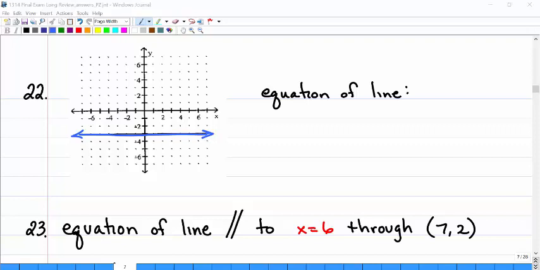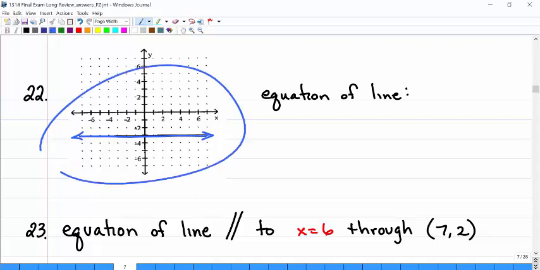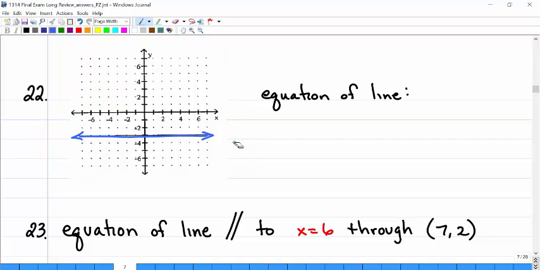Continuing the Math 13-14 final exam review with number 22. It asks you to find the equation of the line that's graphed over here. This is a horizontal line, so we know that the equation is going to be y equals a number. And what number is that? In this graph, it's y equals -3.